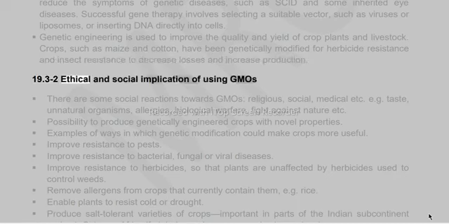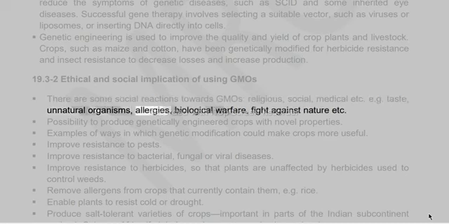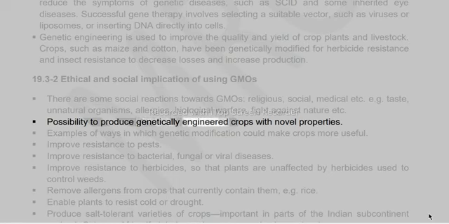19.3.2 Ethical and social implications of using GMOs. There are some social reactions towards GMOs: religious, social, medical etc., for example taste, unnatural organisms, allergies, biological warfare, fight against nature etc. Possibility to produce genetically engineered crops with novel properties.